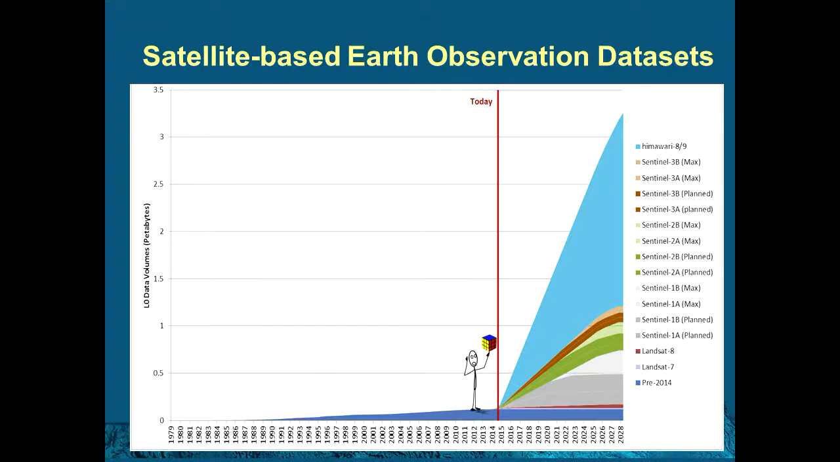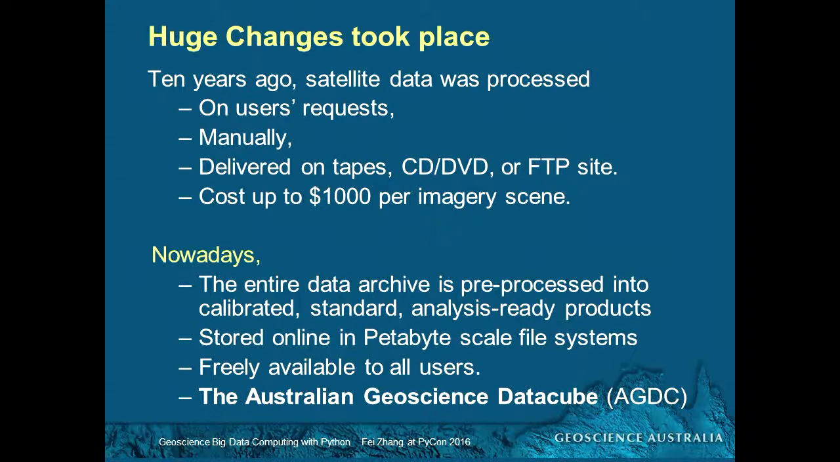There's the Himawari 8 satellite, which is a geostationary satellite that stays relatively stationary to Earth and takes imagery every 10 minutes. That way you can monitor bushfires and natural disasters happening. Every 10 minutes you can have a satellite image. People from BOM are very familiar with this kind of satellite imaging. A huge change took place in the past 10 years.